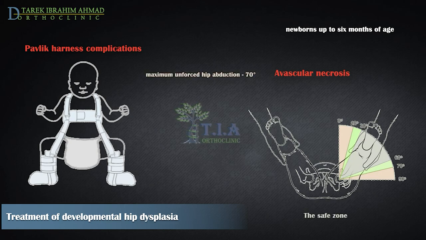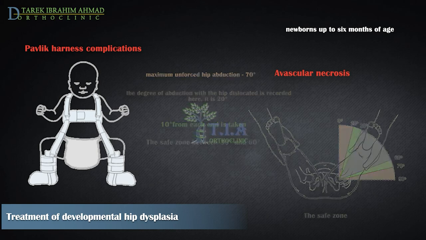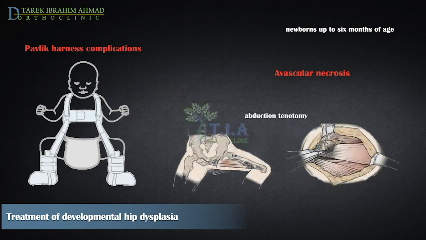It is calculated by assessing the maximum unforced abduction of the hip. Then, the hip is brought into adduction, and the degree of abduction with the hip dislocated is recorded. We take about 10 degrees from each end, resulting in a safe zone. Hips with a narrow zone of safety, less than 30 degrees, are less likely to be stable.